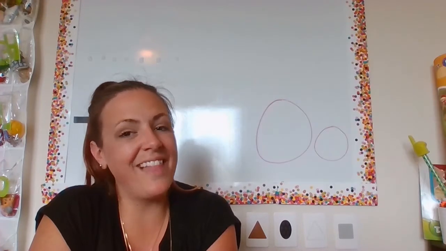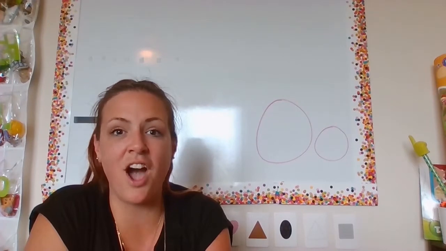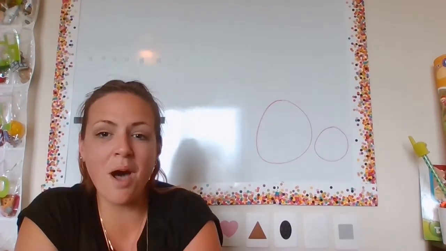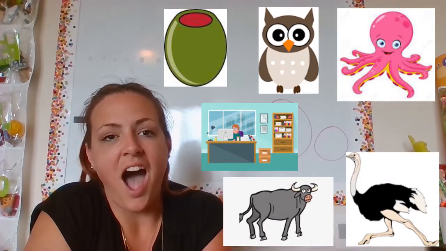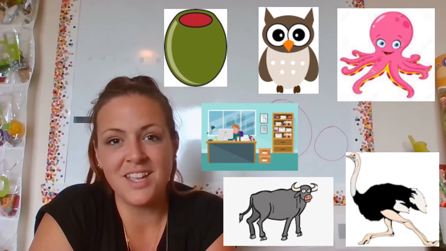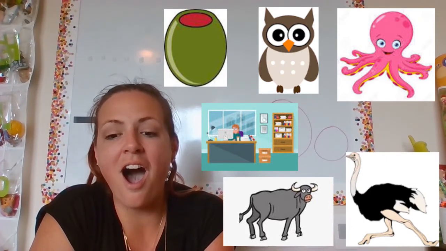Another one is an office. Ah, ah, office. And the last one I thought of was an owl. Ah, ah, owl. All of those things started with the letter O. They all start with the sound ah. Let's see them all up here. Olive, octopus, ox, ostrich, office, owl. All of these words start with the letter O, the sound ah, ah, ah.